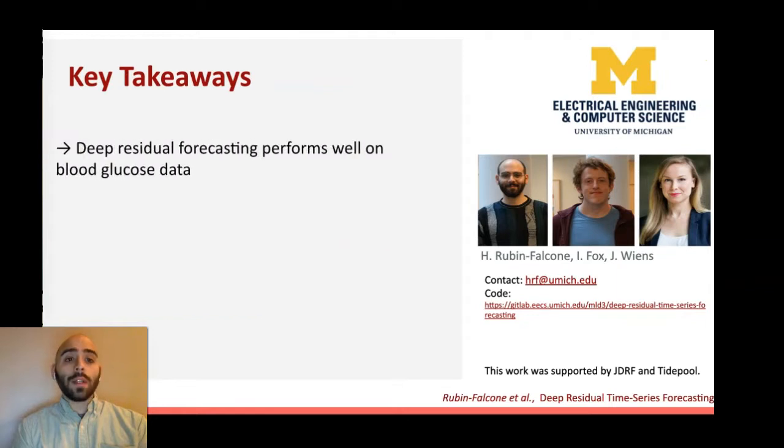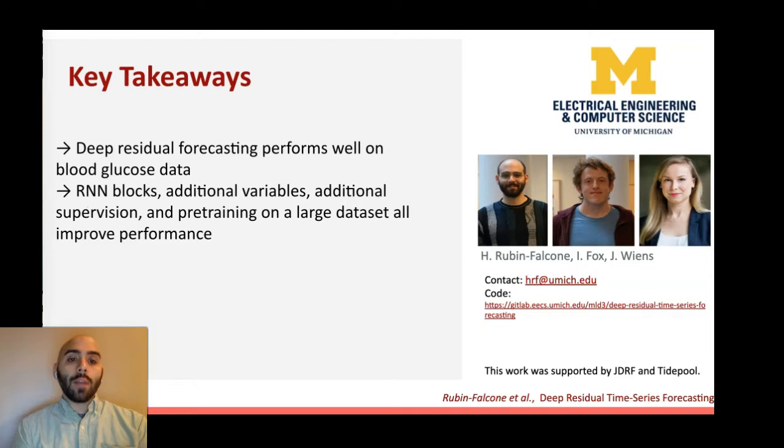In short, we find that deep residual forecasting performs well on blood glucose data, and that using RNN blocks, added variables including bolus insulin and carbohydrate input, additional supervision, and pre-training on a large data set all improve performance.